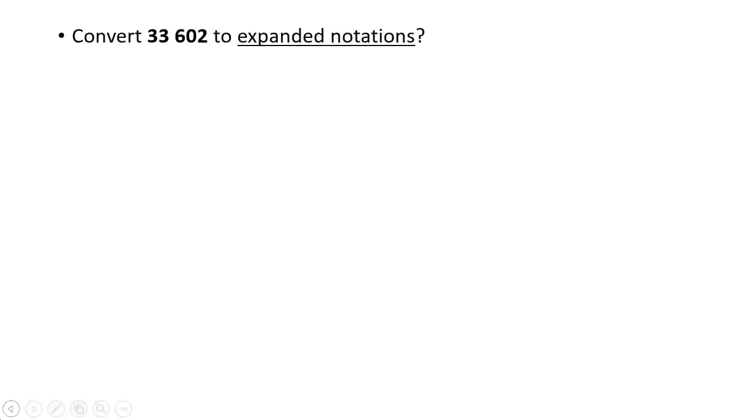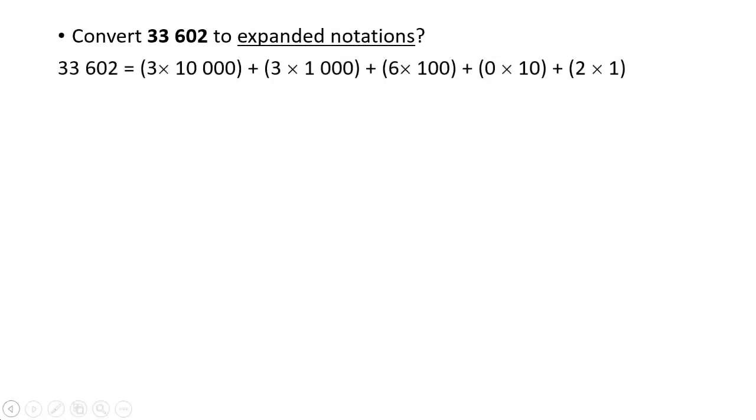Now, say for example they say convert 33,602 to an expanded notation. That is how you do it. You expand each value. You start with 3, which stands for the 10,000 place, so it becomes 3 times 10,000. Plus the second 3 stands for the 1,000, that is 3 times 1,000, plus the 6 stands for 100, that is 6 times 100, plus 0 stands at the place of 10, that is 0 times 10, and then 2 at the place of 1, that is 2 times 1.